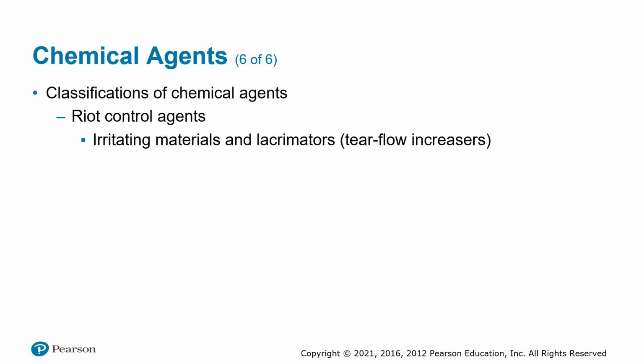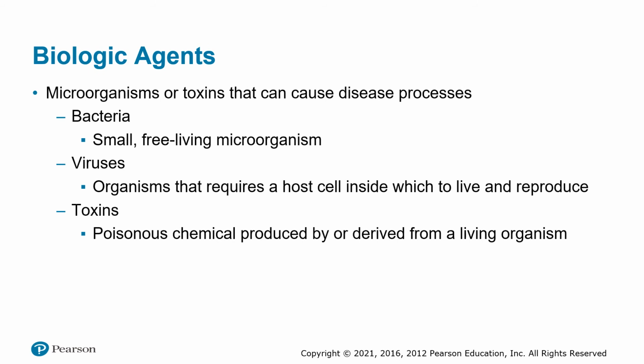Riot control agents are irritating materials and lacrimators. They're tear flow increasers, so patients are going to be crying. Biologic agents are microorganisms or toxins that can cause disease processes. It could be a bacteria, it could be a virus, or it can be a toxin. A toxin is just that: a poisonous chemical produced or derived from a living organism.